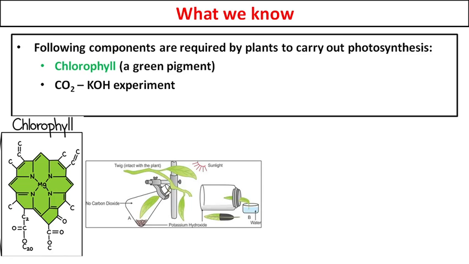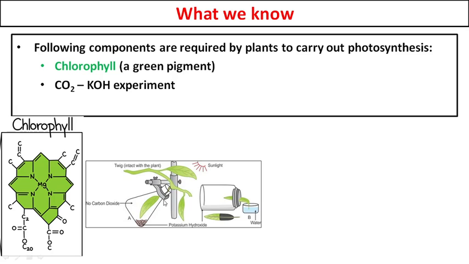Second thing, we also know that carbon dioxide is required for photosynthesis. How do we know this? So I don't know if you have done, and if not, let us just discuss. There was a potassium hydroxide experiment. Basically, what you do is, as shown here, you take a flask, and in this flask, you insert a leaf.